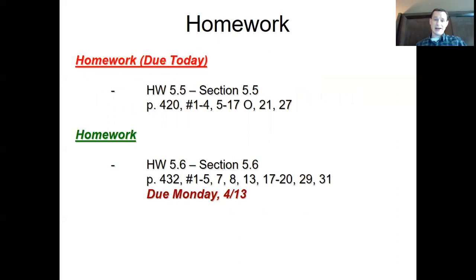It is page 432, numbers 1 through 5, 7, 8, 13, 17, 20, 29, and 31 over section 5.6. You have 5 days to get it done because it's rough. It's not that many problems, but they're rough. So you have until Monday to get that taken care of. We might need to have maybe a help session over the weekend or something. I don't know, because I don't know if Friday is going to cut it alone to get this figured out, but give me some feedback and we'll see.